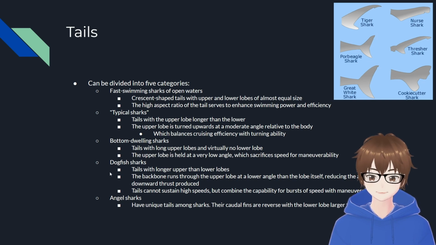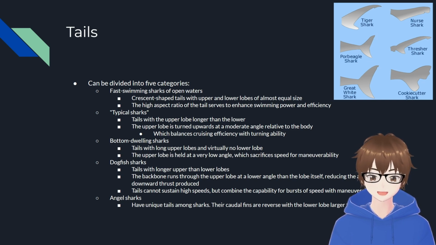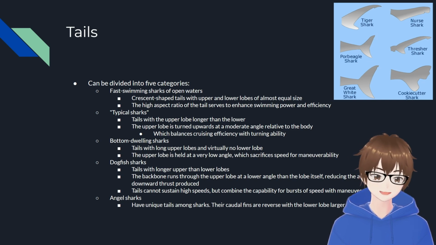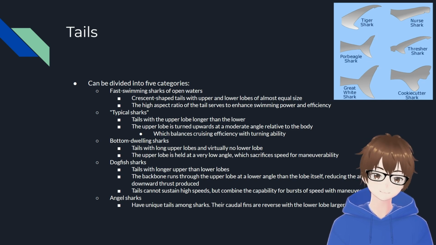Then we have dogfish sharks, whose tails have a longer upper than lower lobe, and the backbone runs through the upper lobe at a lower angle than the lobe itself. This reduces the amount of downward thrust produced, and the tail cannot sustain high speeds, but combines the capability for bursts of speed with maneuverability. So their stamina isn't great, but they can usually do short bursts of speed and also have pretty good maneuverability.